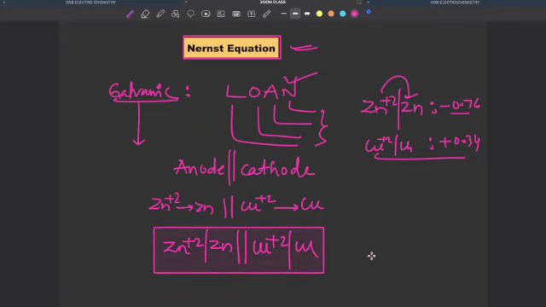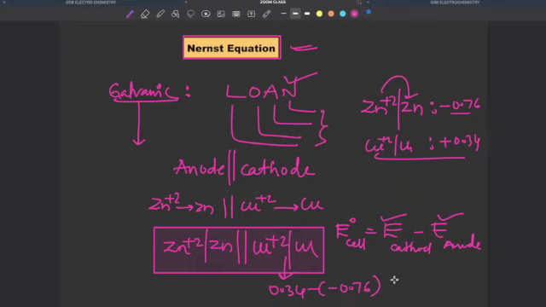To calculate the E0 cell, we have to subtract the reduction potential of the anode from that of the cathode. Here the cathode reduction potential is 0.34, which should be subtracted by minus 0.76 volts. So that adds up to 1.1 volts. This is how we have constructed the galvanic cell.